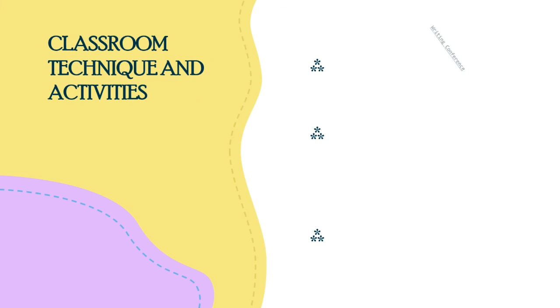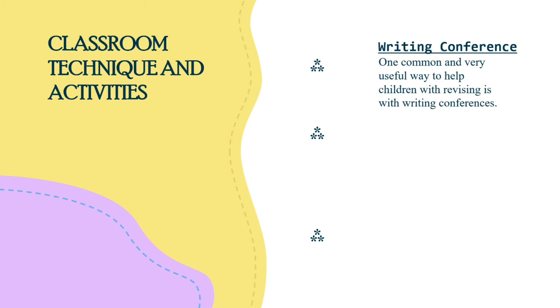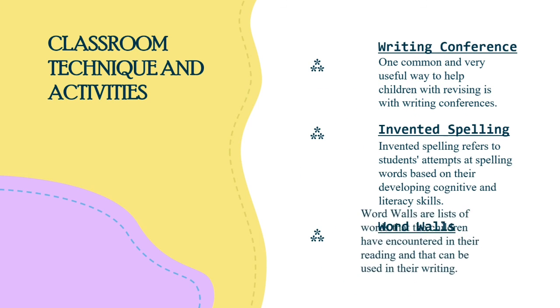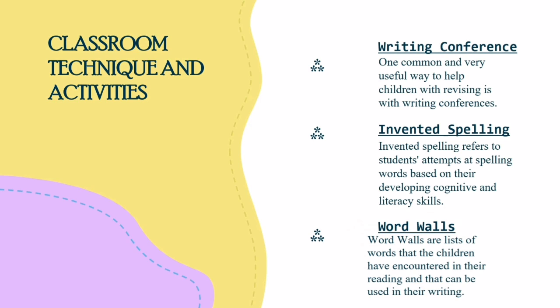5. Reading comprehension. One common and very useful way to help children with revising is with reading comprehension. 6. Invented spelling. Invented spelling refers to student attempts at spelling words based on their developing cognitive and literacy skills. 7. Word wall. Word wall words are words that the children have encountered in their reading and that can be used in their writing.